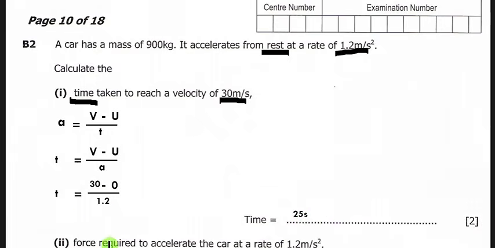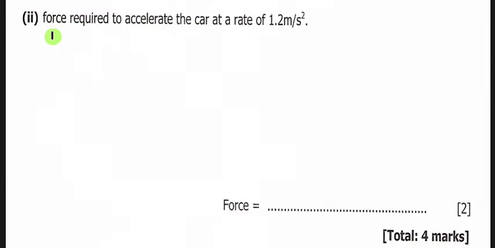So let's go to this question here. They're saying the force required to accelerate the car at a rate of 1.2 meters per second squared. So they want force. You know force is equal to mass times acceleration. And here we are told the car had a mass of 900.